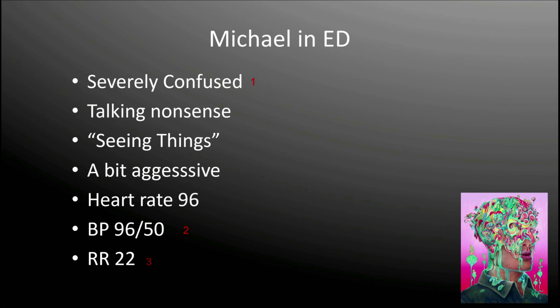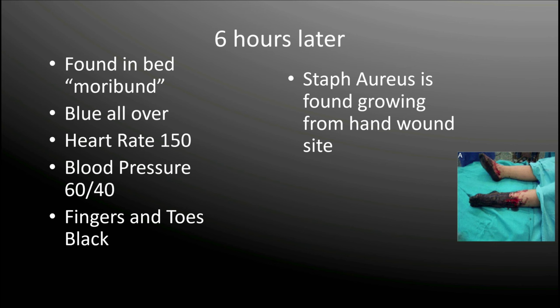He is seen by the ED resident, who decides that Michael must be a drug addict or an alcoholic who's withdrawing or is psychotic, and he calls the psychiatry resident, who is unavailable. Michael has missed the bus. 6 hours later, he's found in bed, moribund, blue all over. His heart rate is 150, his blood pressure is 60/40, and his fingers and toes are black.